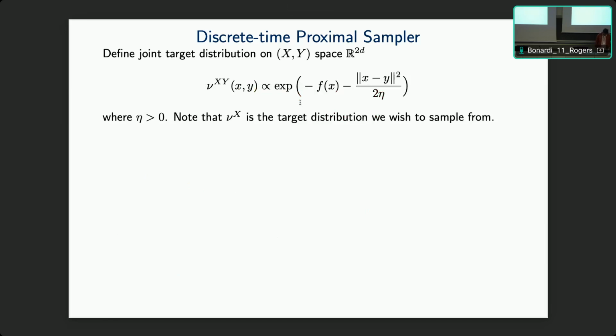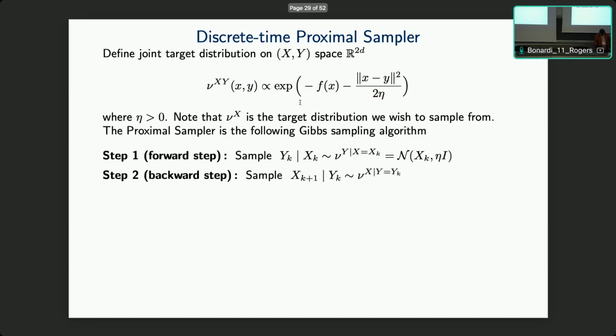The proximal sampler considers a joint space, and there is a joint target distribution nu xy on this space. Note that the x marginal of this joint distribution is the target distribution you wish to sample from. So if you could sample from this joint distribution, then you could drop the second half and get samples from the true target distribution that you wish to sample from. After defining this enhanced space, the proximal sampler is the following Gibbs sampling algorithm. It will iteratively sample y given x and then x given y.